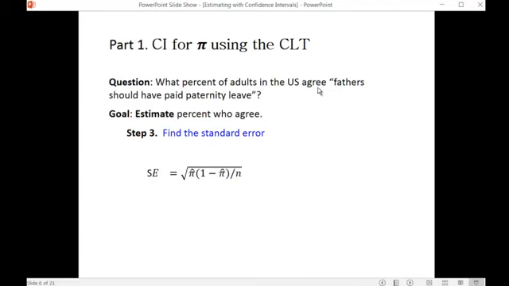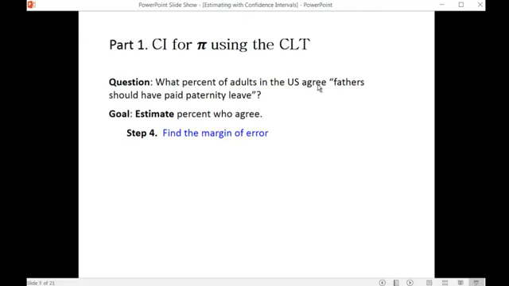So the formula for the standard error is the square root of pi hat times 1 minus pi hat, over n. So we've just got to substitute in the numbers. Pi hat is 0.69, sample size n is 2029, and when I do that calculation I get 0.0103. So that's the standard error.